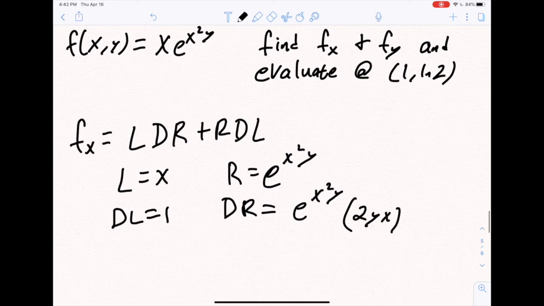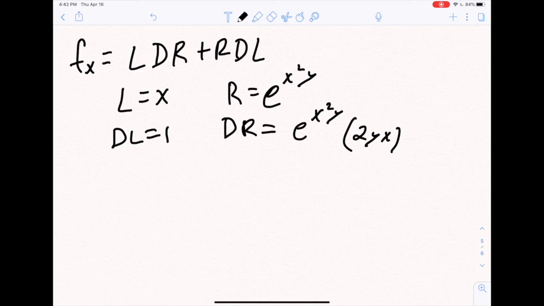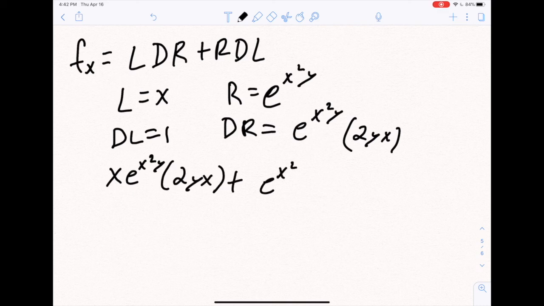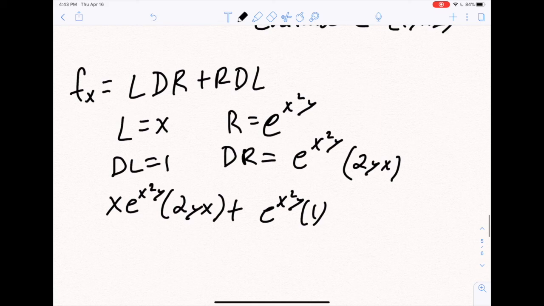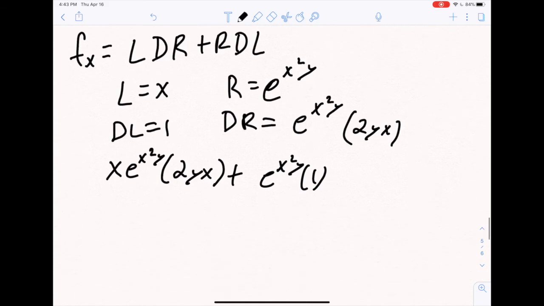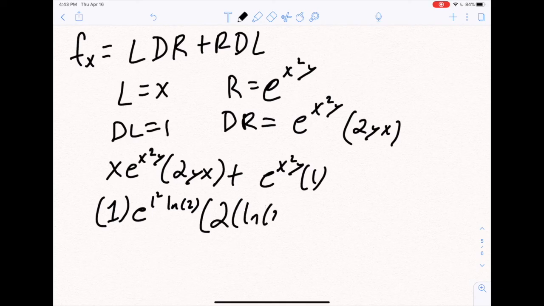Now that we have all this information, we can just plug it all in, and we'll end up with LDR is x times e to the x squared y times 2yx, plus RDL is e to the x squared y times 1. All right, and remember that the point was (1, natural log 2), so we plug in 1 for x and natural log of 2 for y, so we end up with 1 times e to the 1 squared times the natural log of 2, all times 2 times the natural log of 2 times 1. And then to that we'll add e to the 1 squared times the natural log of 2 times 1.